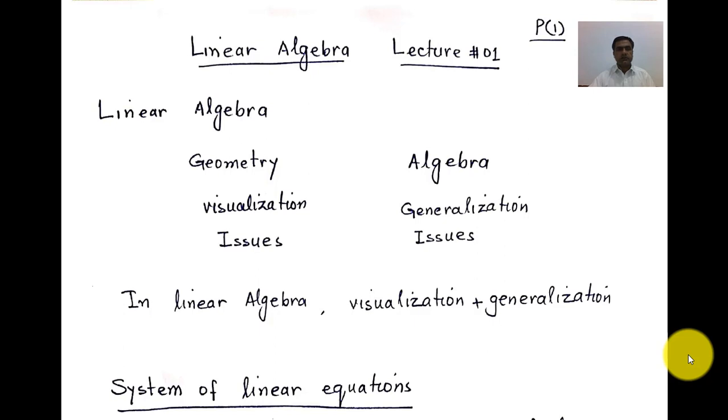So what is linear algebra? In geometry we can visualize things. In algebra we can generalize. The issue that we face in geometry is that we can't visualize things beyond 3D. And the issue that we face in algebra is visualization. So what do we do in linear algebra? We merge visualization from geometry with generalization from algebra to tackle mathematical problems.